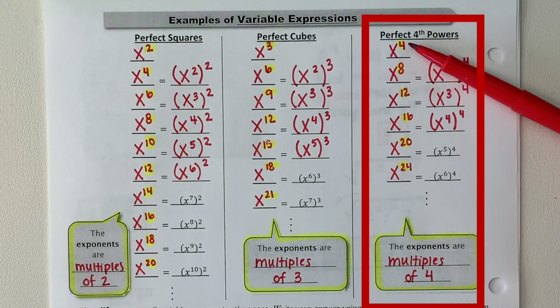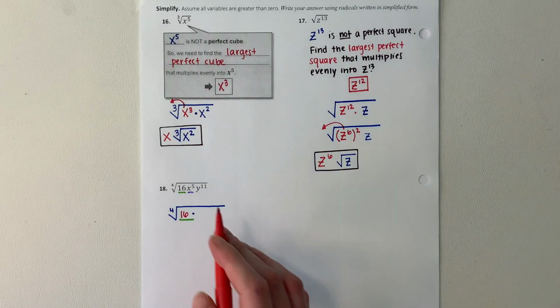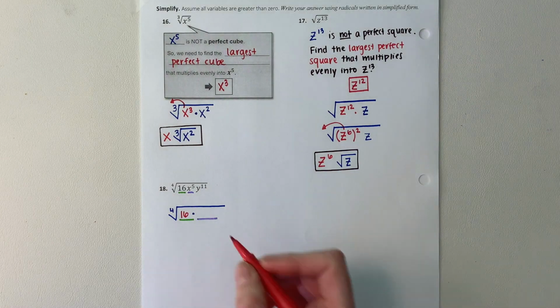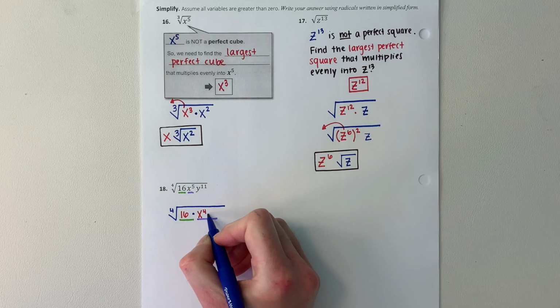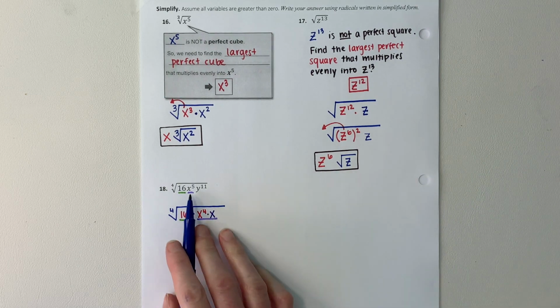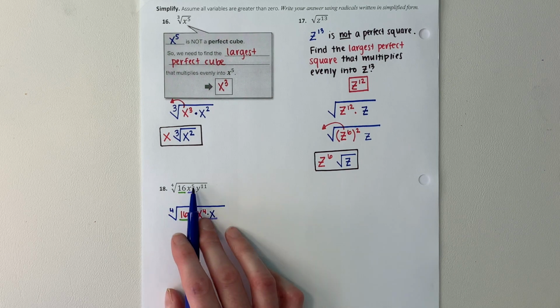That would be 4. So the largest perfect fourth power that multiplies evenly into x to the 5th will be x to the 4th. So we need to rewrite x to the 5th as x to the 4th times some quantity. And let's see, x to the 4th times x is equivalent to x to the 5th, since when we add their exponents, 4 plus 1, we get 5.